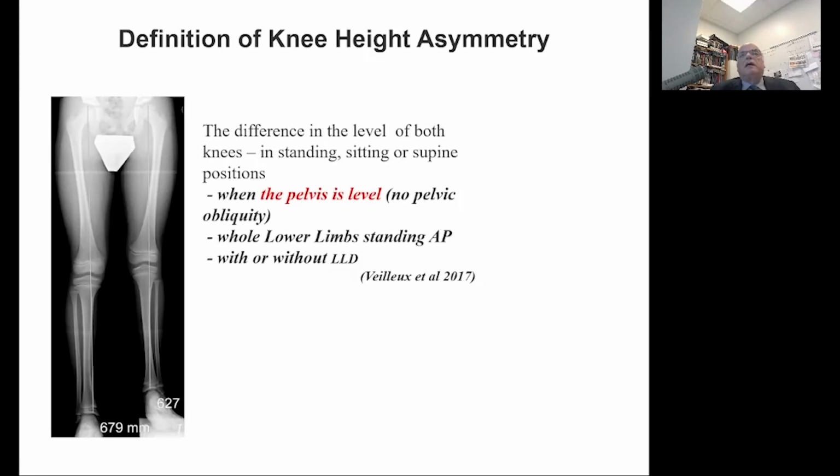So what is knee height asymmetry? It's the difference in the level of both knees, standing, sitting, or supine, when the pelvis is level, and that's the most important thing. Or on the whole lower limb standing AP X-ray, with or without LLD. On the left here you can see an X-ray of the whole lower limb standing AP. There is an obvious LLD. The pelvis, however, is level, as shown by the red arrow. Therefore, if you calculate the difference between A and B, this is the knee height asymmetry. In this example, there is an LLD and there is a knee height asymmetry.